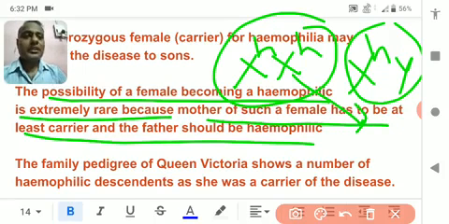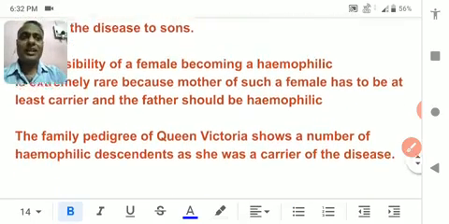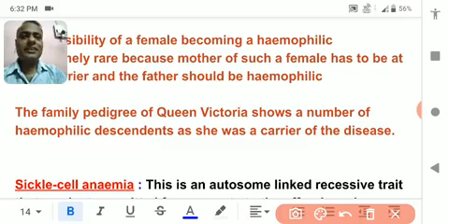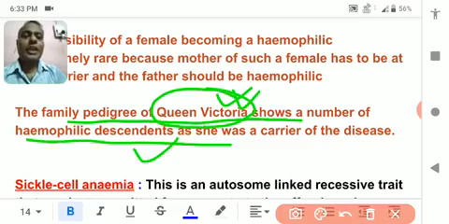I think you understood. The family pedigree of Queen Victoria shows a number of hemophilic descendants. You know, Queen Victoria is the Queen of England. Yes, and she was a carrier mother, and she gave birth to many hemophilic sons. Her descendants, meaning her generation, are hemophilic because Queen Victoria was a carrier. Now I think you understood this thing.